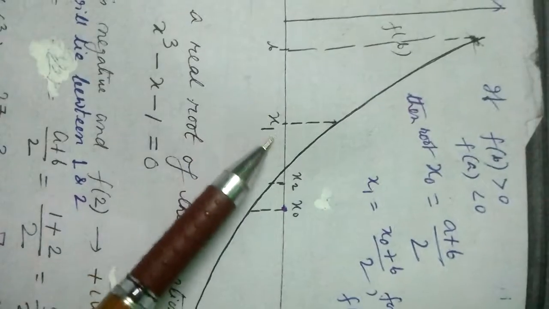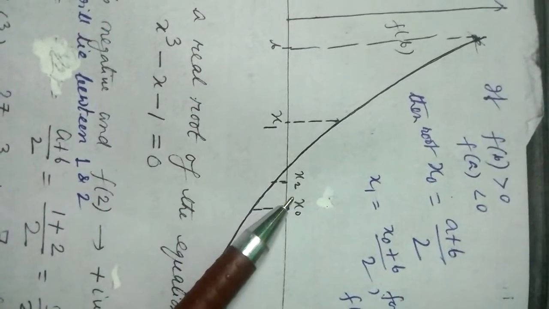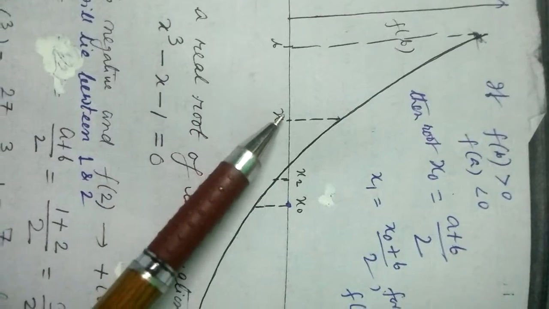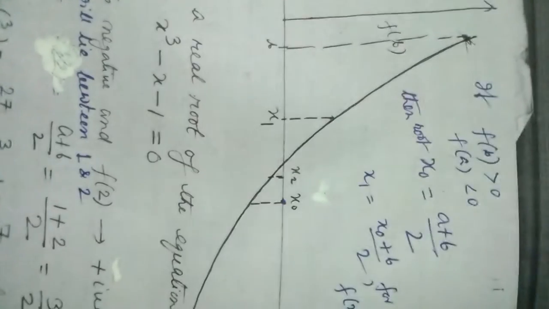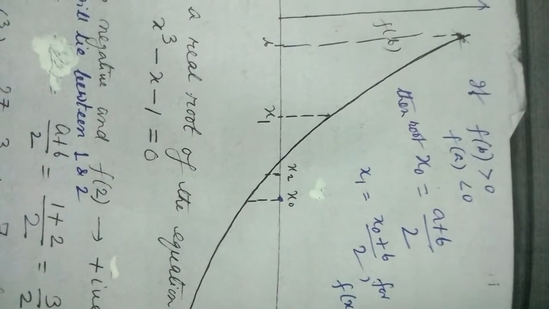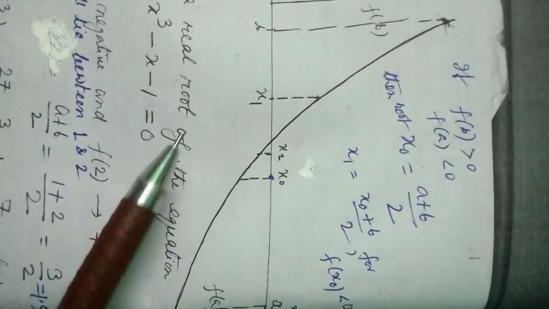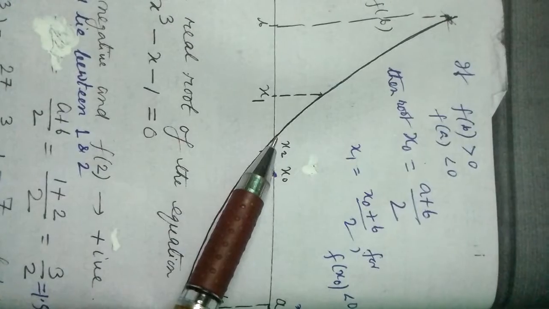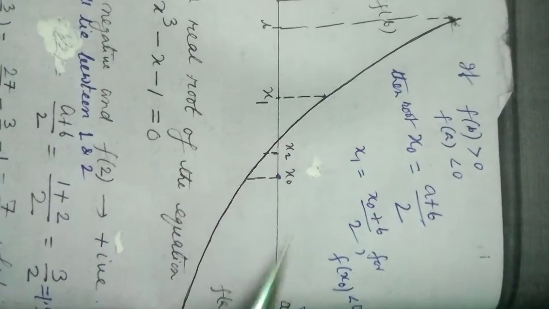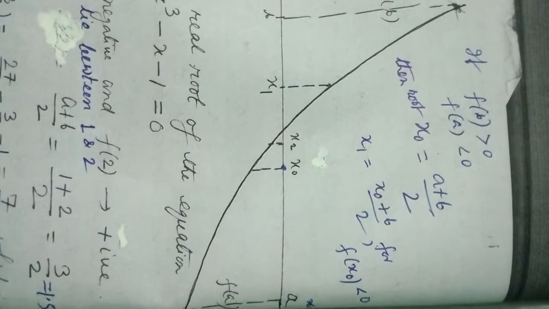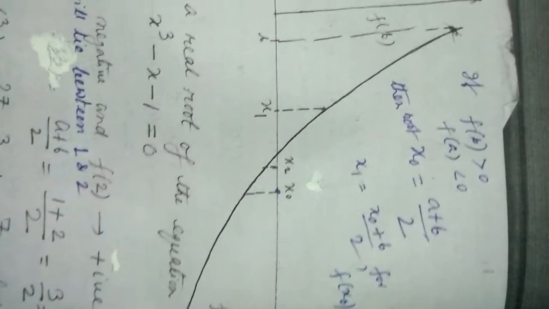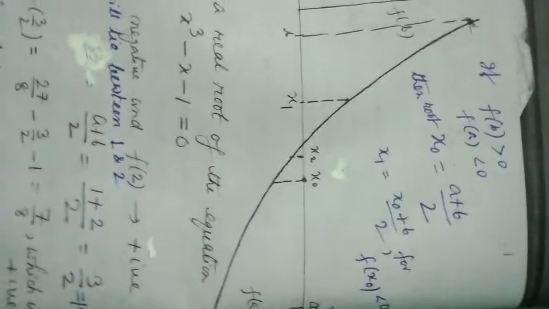So the next one, x1 will be (x naught plus b) by 2. So x1 is equal to (x naught plus b) by 2. In this way you go on doing it, and you will find that these points are shifting here in this way, and at one point it will come where this will be here. So that means you will get the root. Okay, so this is the method.